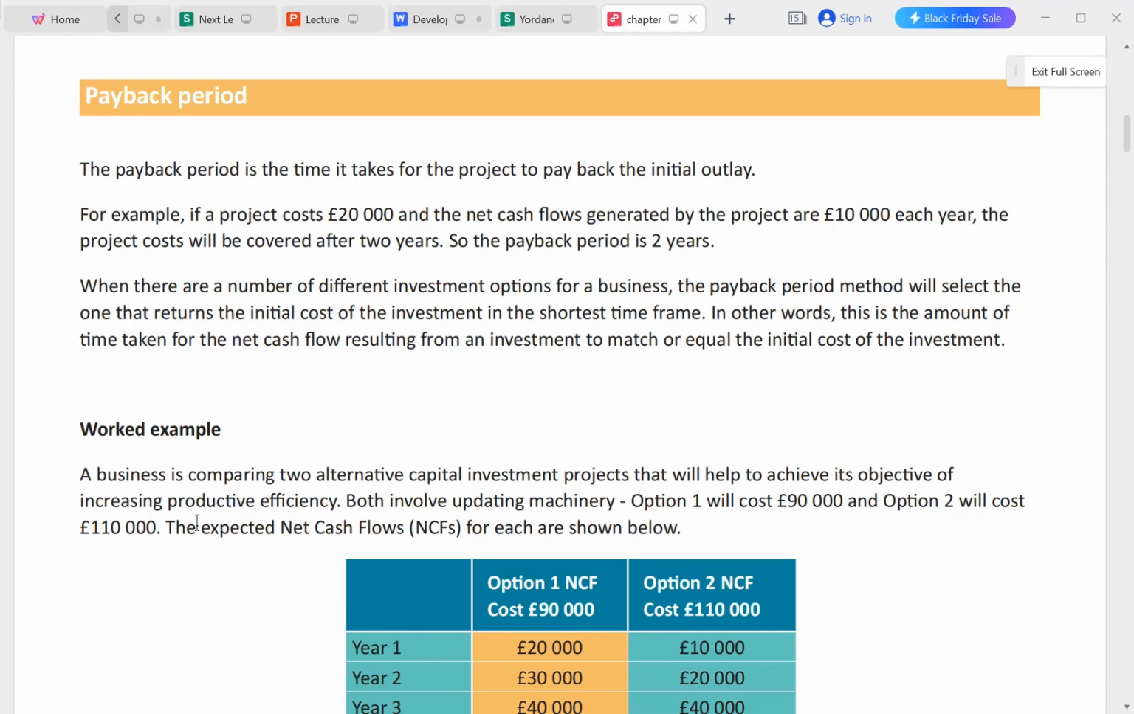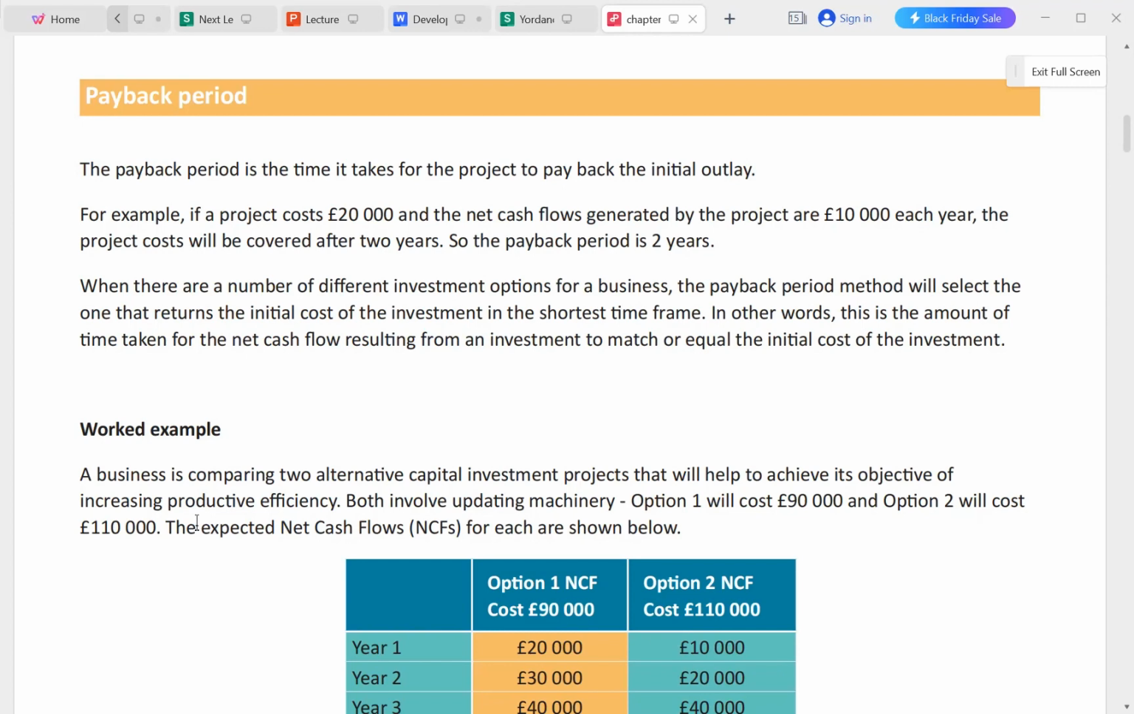So as you see here, if you invest £20,000 in a project, and the net cash flow each year is $10,000, it's easy: you are going to pay back your investment in 2 years. When there are a number of different investment options for a business, the payback period method will select the one that returns the initial cost of investment in the shortest time frame. In other words, this is the time taken for the net cash flow resulting from an investment to match or equal the initial cost of the investment.